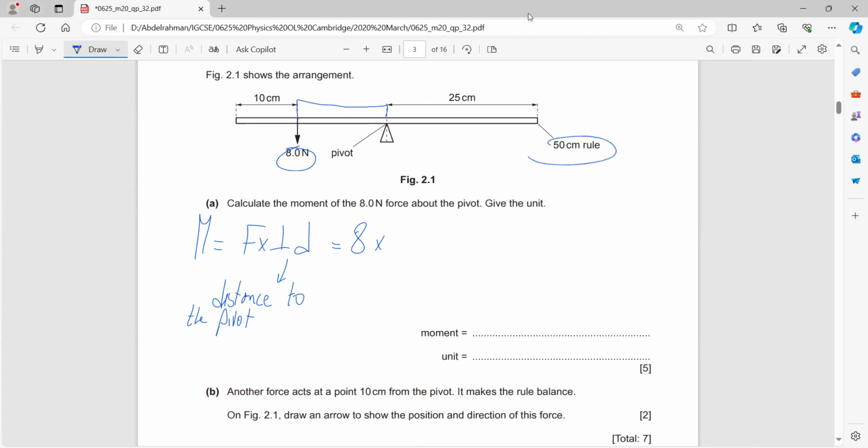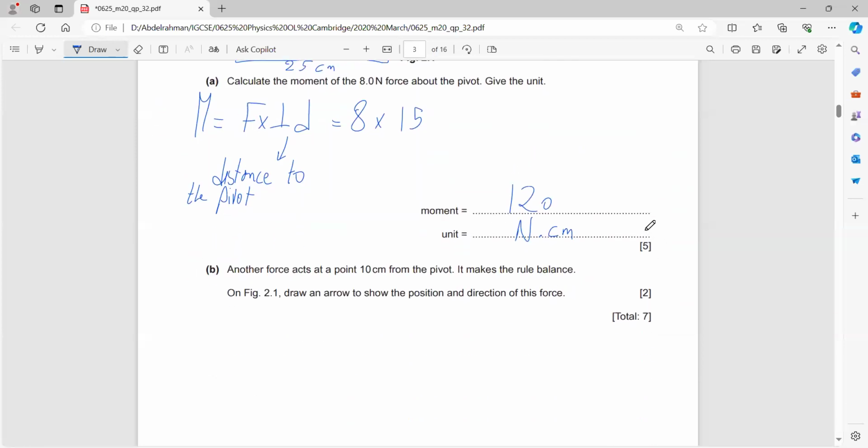It's a 50 centimeter ruler and I split it in half. This is 25. So on the other side, this whole distance should be 25 centimeters. If you have 10, then the other part should be 15. How did I find it? 25 minus 10, which is equal to 15. Distance is 15. So 8 times 15 is 120. What's the unit of the moment? Newton centimeter.